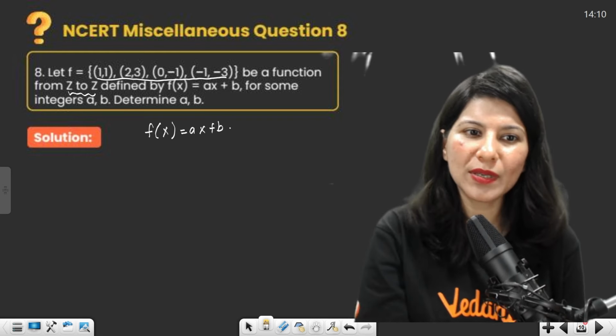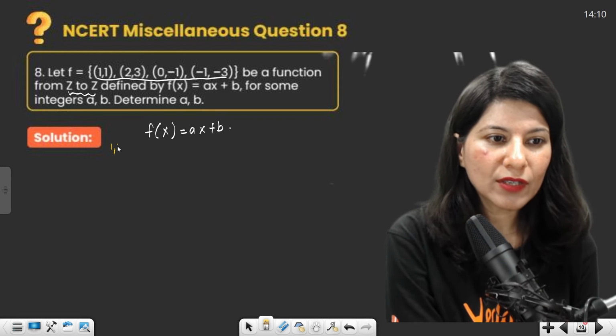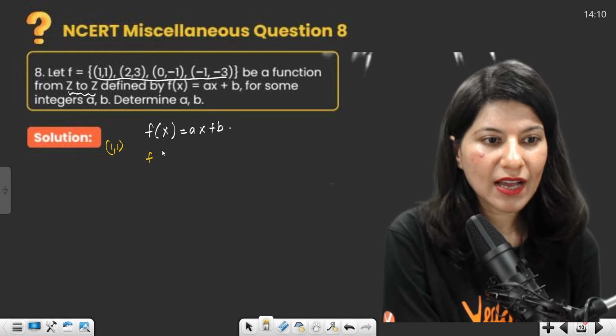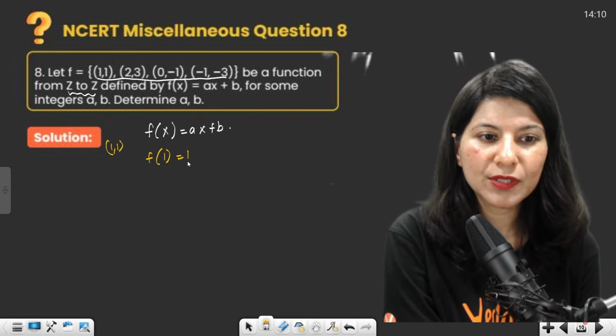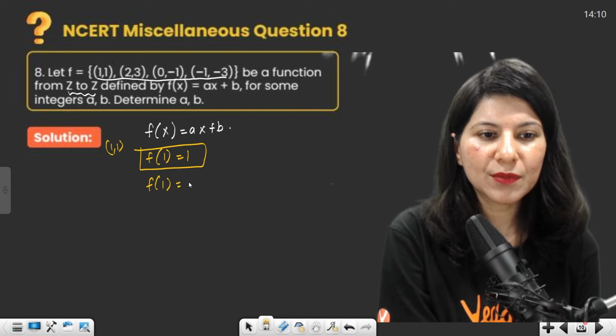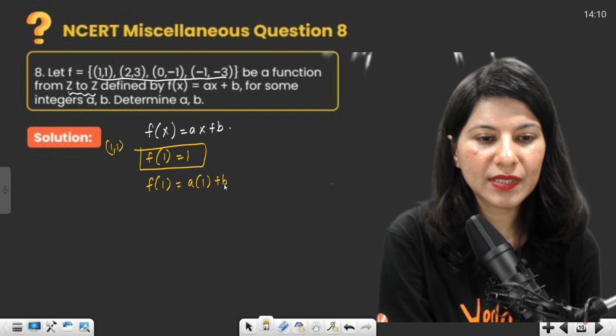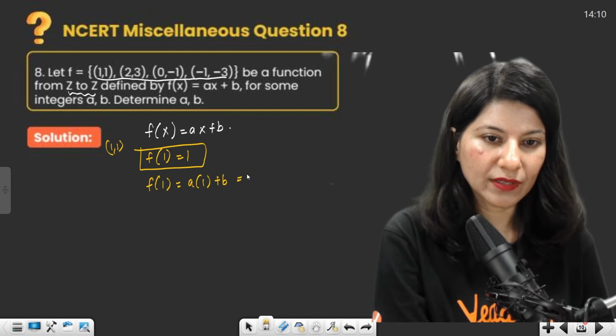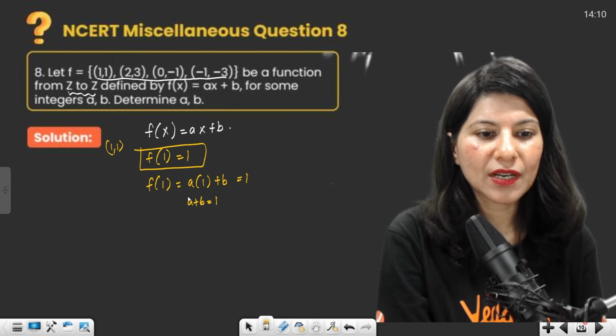So basically, (1, 1) satisfies over here. If I satisfy, I will get f(1) = 1. Let us use this: f(1) = a·1 + b. That will become 1. That means a + b is coming out as 1.